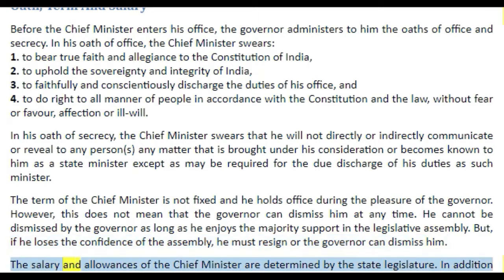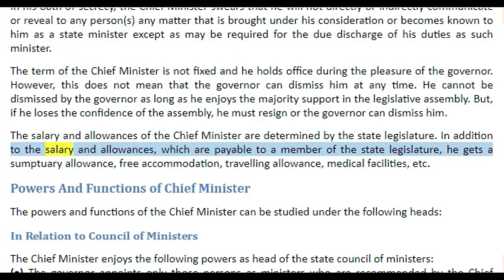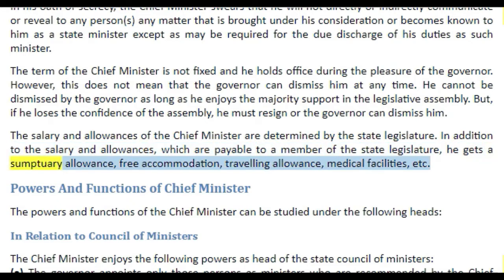The salary and allowances of the chief minister are determined by the state legislature. In addition to the salary and allowances, which are payable to a member of the state legislature, he gets a sumptuary allowance, free accommodation, traveling allowance, medical facilities, etc. Powers and functions of Chief Minister.